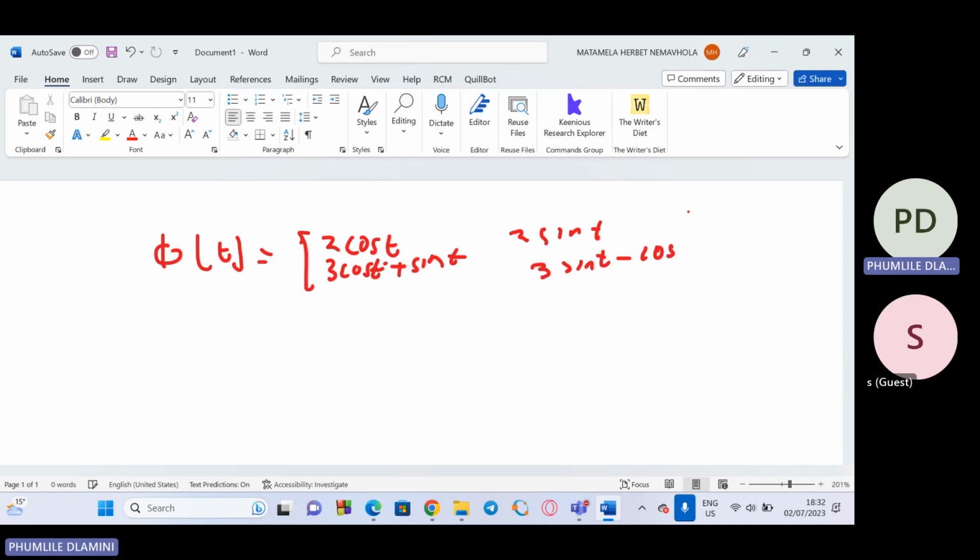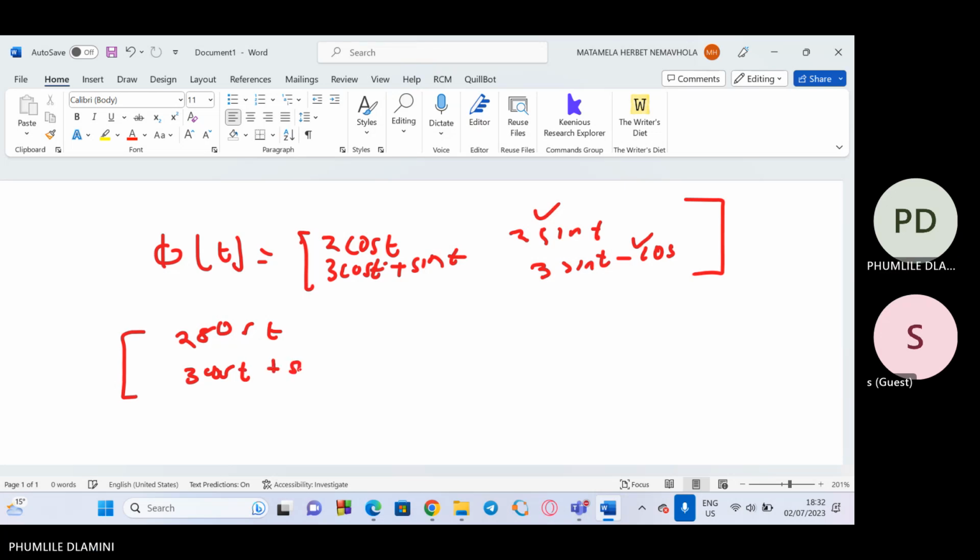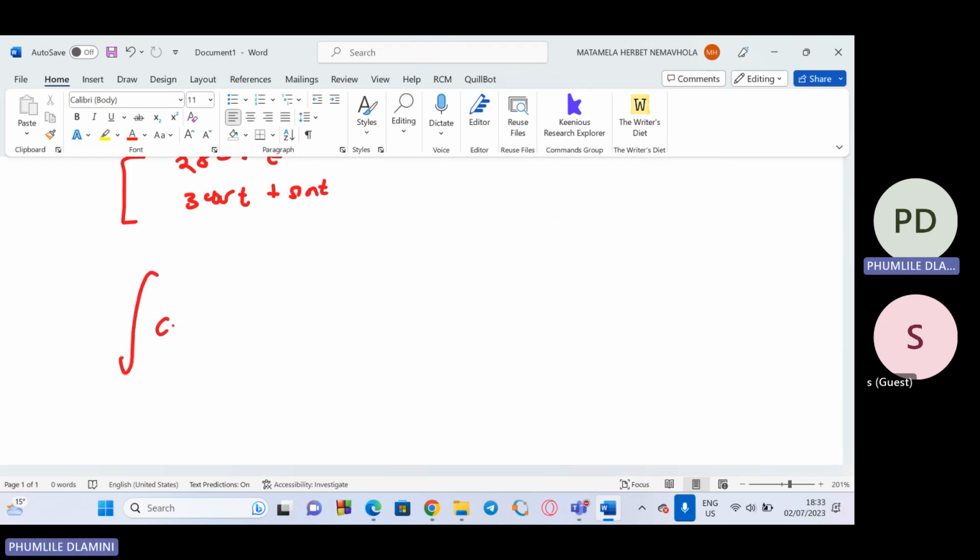So you might be surprised, how are we getting these other values? So I will show you now how we are getting these other values. In the first matrix, the first one that we got, it was cos t and 3 cos t plus sine t. So when you integrate, if you say integration of cos t dt, if we have 2, this is going to be equal to 2 integration of cos t dt. The integration of cos t is just going to be sine t. So we're going to have 2 sine t.